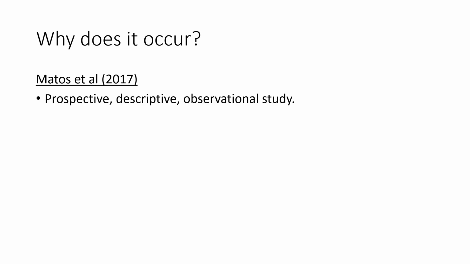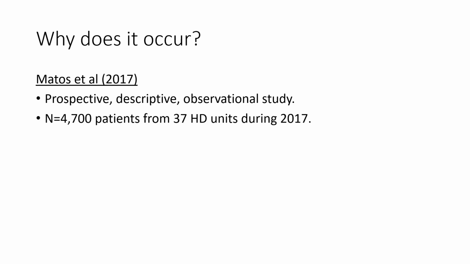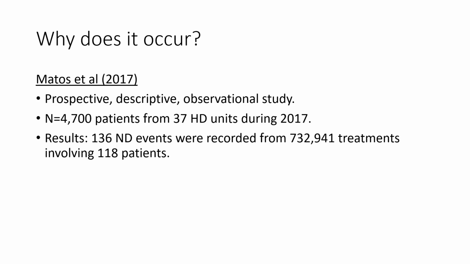So why does venous needle dislodgement occur? This was looked at in a study published by Matos in 2017. It was a prospective, descriptive, observational study of 4,700 dialysis patients from 37 dialysis units. In 2017, there were 136 needle dislodgement events involving many treatments and 118 patients. And the main causes that they found were restlessness and mental confusion or disorientation.